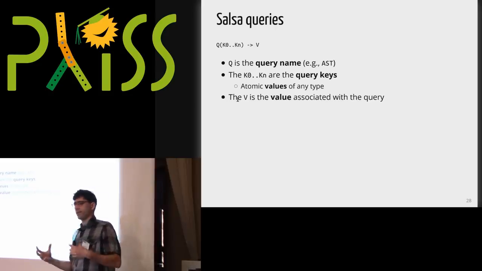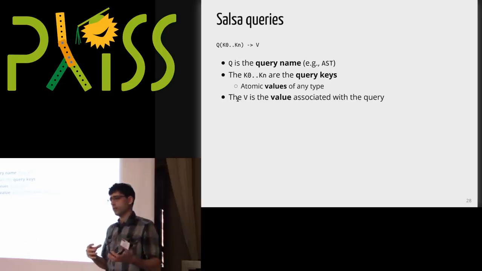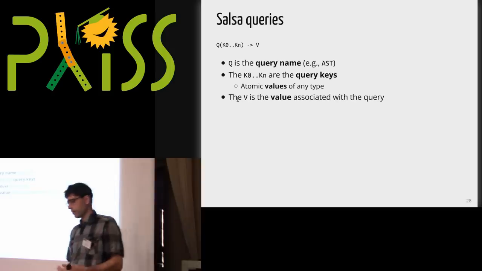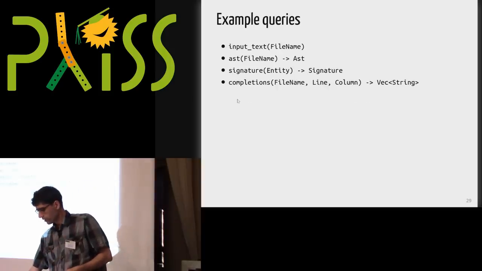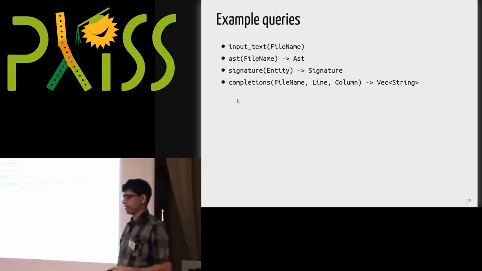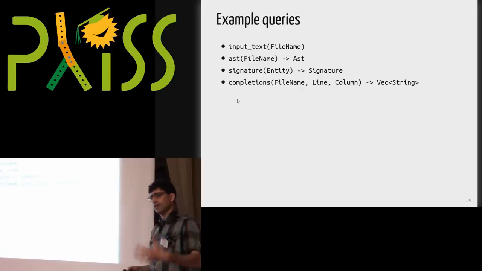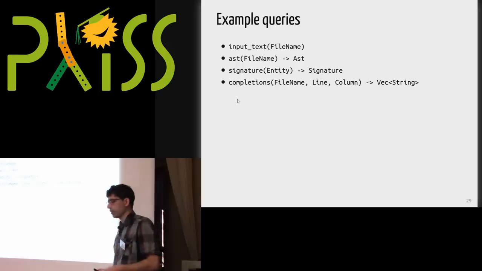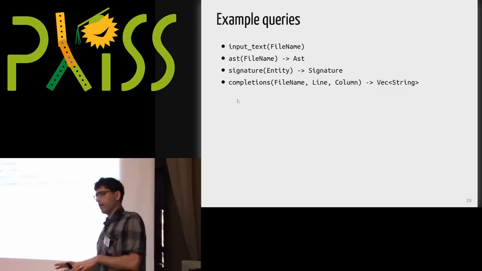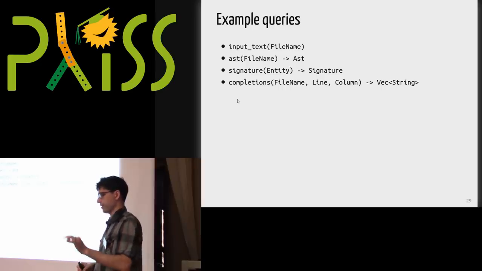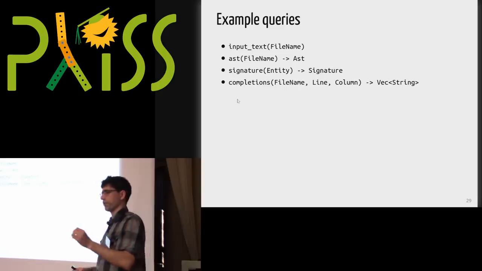The keys and the value have to be values in the sense that they can be copied and compared for equality, and if they are equal, then they're equivalent in all ways. They're transparent, simple values, essentially. So here are some examples of the kinds of queries that we might have. They range from, at the very top, the base inputs, like what is the input text, what is the source in this particular file, and then the derived things, like an AST or a signature. And then at the very end would be the high-level operations, like, okay, the cursor is at this file, at this line, in this column: what is the set of strings we want to display to the user as possible completions?